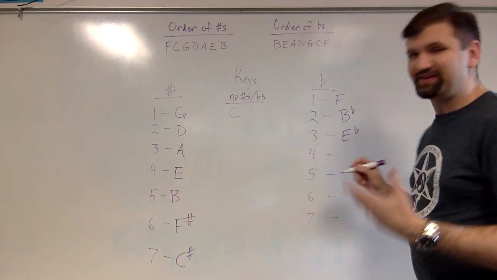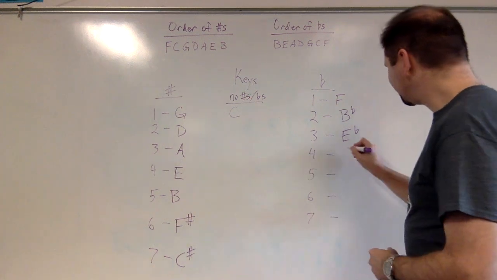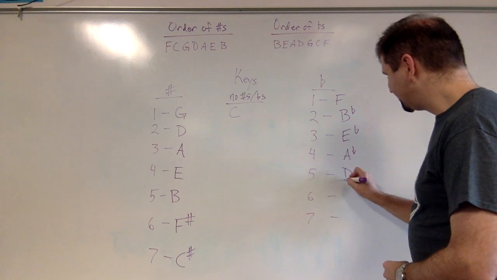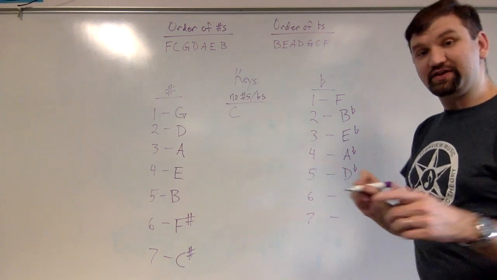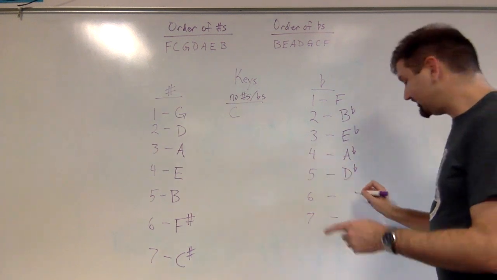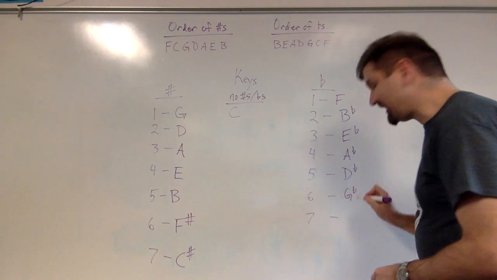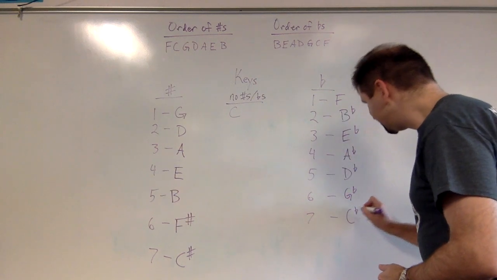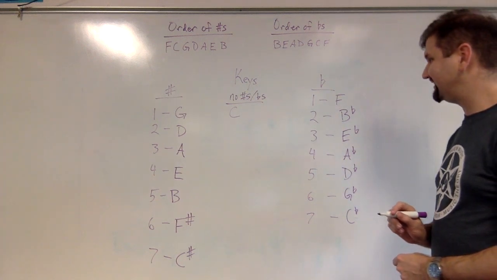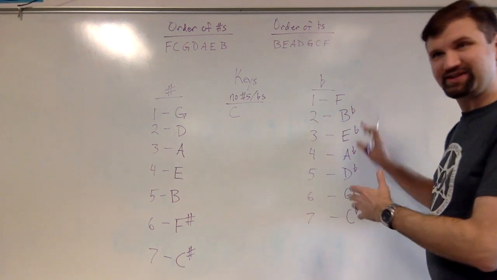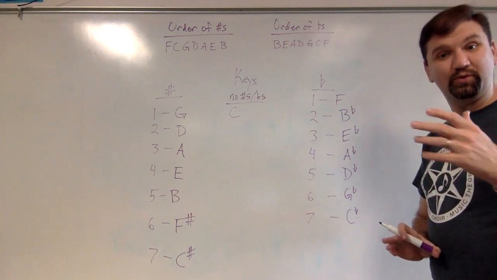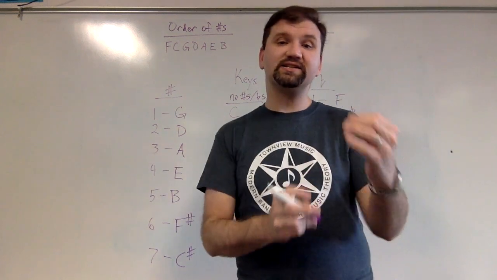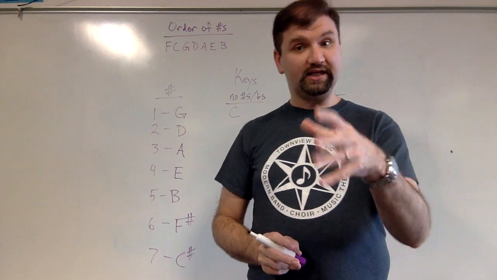So, of course, the pattern is going to continue. A flat, and then D flat, and then the next one would be G flat, and then we would end, count, to C flat. So we'll notice that almost everything is flat except for the one key that has 1 flat, because in each of these keys, the second to last flat is the tonic.